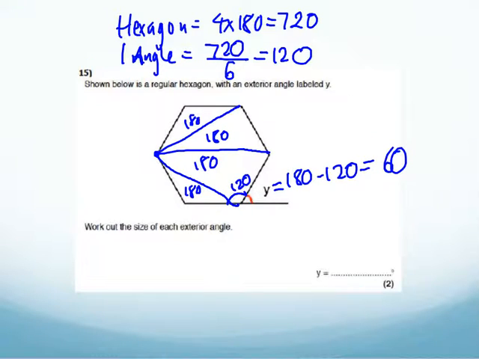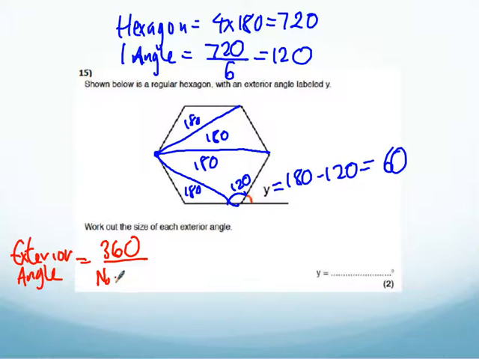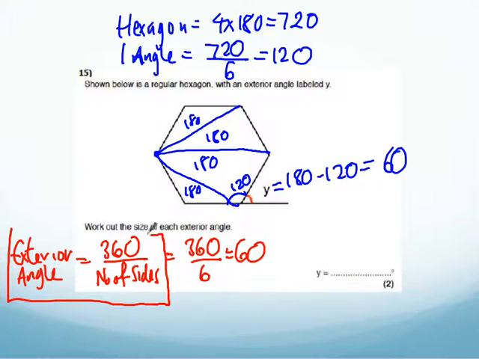Actually, there is another way of approaching this, and that is you can use this little formula if you can remember it. Exterior angle equals 360 divided by number of sides. And in this case, that's 360 divided by 6, which is 60. And this never changes. So it can also be used to find the interior angle of a polygon.